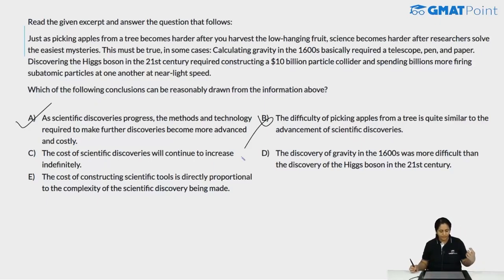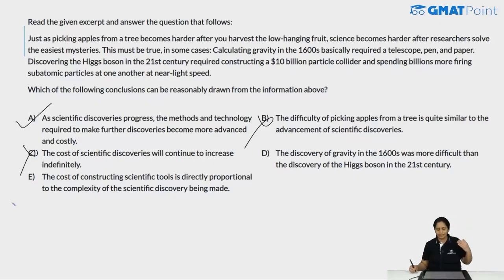The cost of scientific discoveries will continue to increase indefinitely. That is not the point. The point is that it takes a lot more time and effort. Money is just a factor that goes in. Essentially, money is indicative of how much effort is required. It's not that the cost will increase indefinitely, but that money, time and effort are all increasing over time. It's taking more time, more money, more effort. It might not be cost that increases, but it might be time or effort that increases. So C is incorrect.